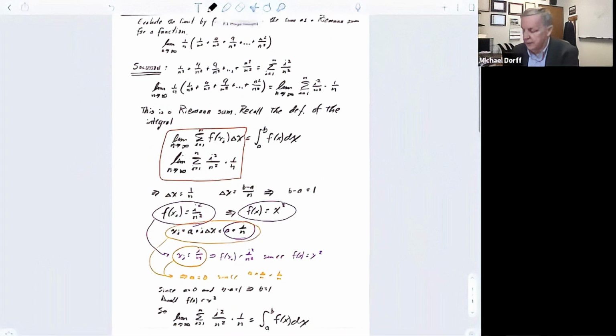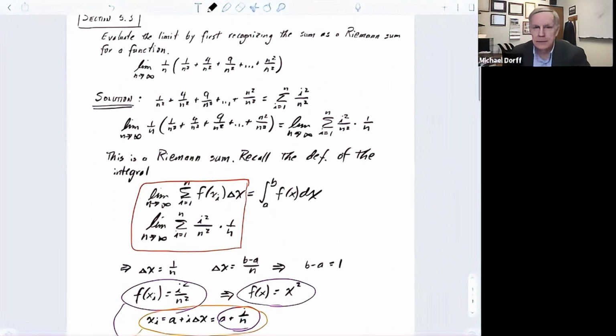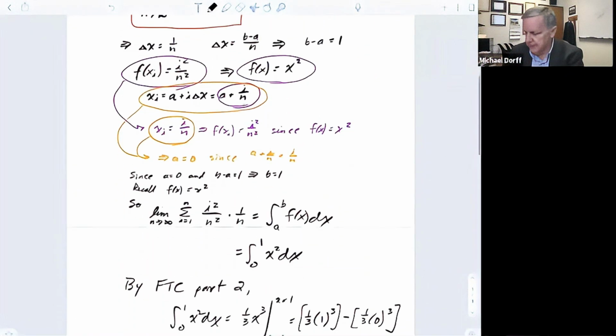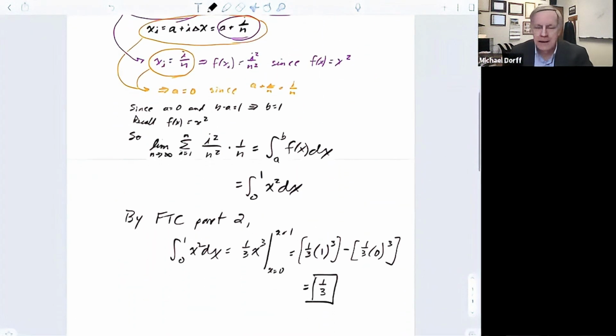So again, what did we do in this problem? We took our original limit and rewrote it using sigma notation so that we had a Riemann sum. Then we used our definition of the integral and connected it to the Riemann sum to rewrite the Riemann sum as an integral. And then we used the fundamental theorem of calculus part 2 to evaluate that integral. That was then the answer to the limit of the original problem.